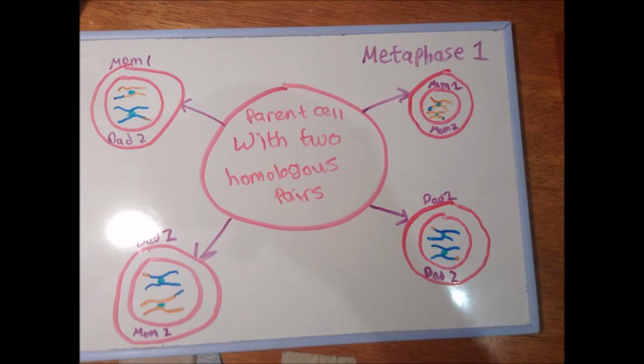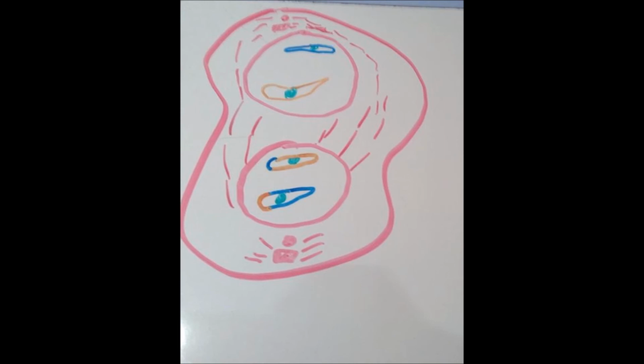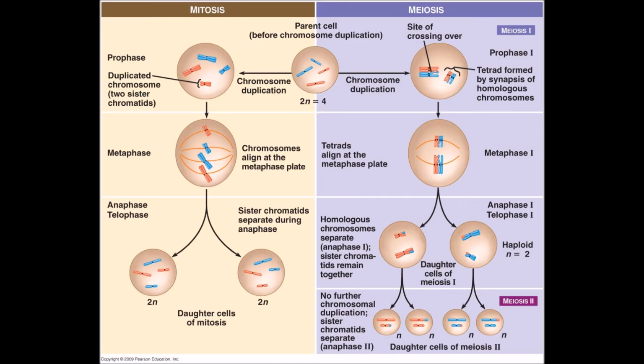Metaphase 1, homologs to the equator. Anaphase 1, they say see you later. It's like mom and dad splitting up and setting up new homes. 2 nuclei form in telophase 1, then cytokinesis. Meiosis 1 is done. We've got 2 haploid daughters still with doubled chromosomes.